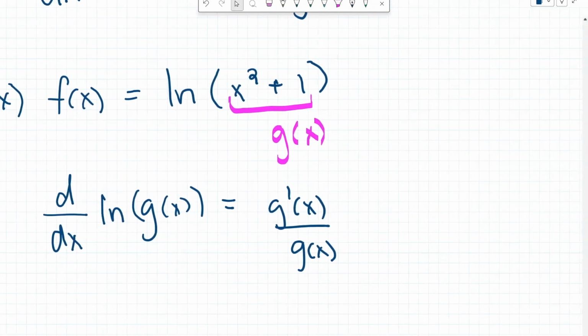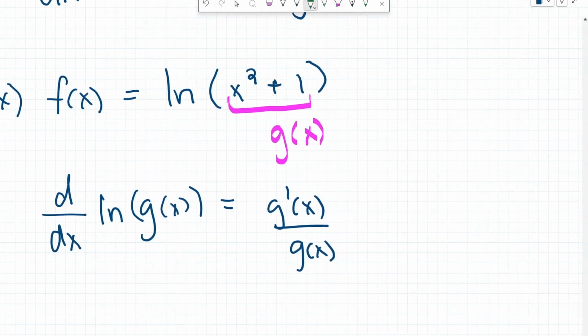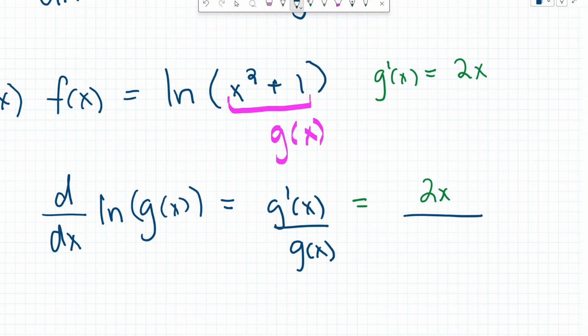So let's calculate what g prime is. Let's do that on this side. g prime of x equals 2x. We simply had to use the power rule over there. So we can apply that over here. We know our g prime of x equals 2x, and we know our g of x equals x squared plus 1.